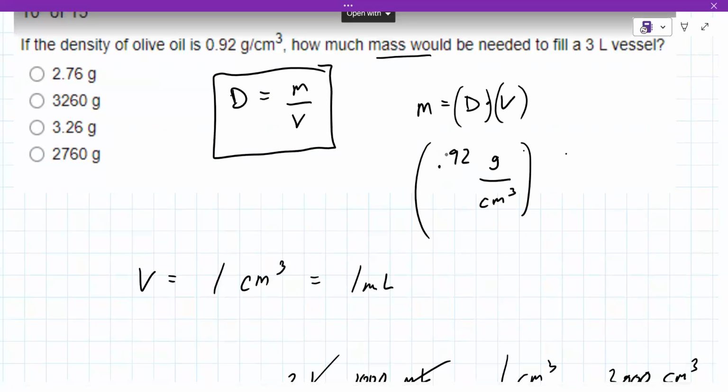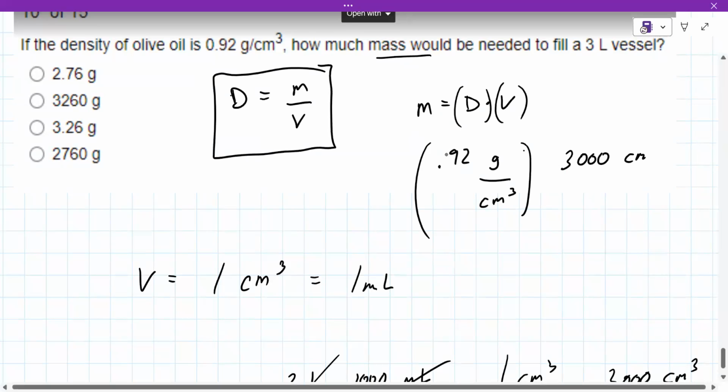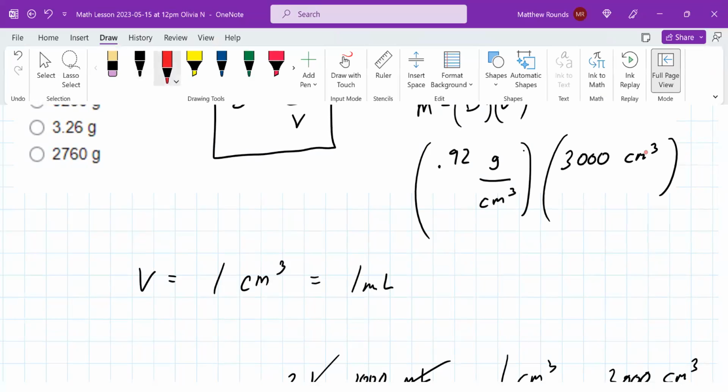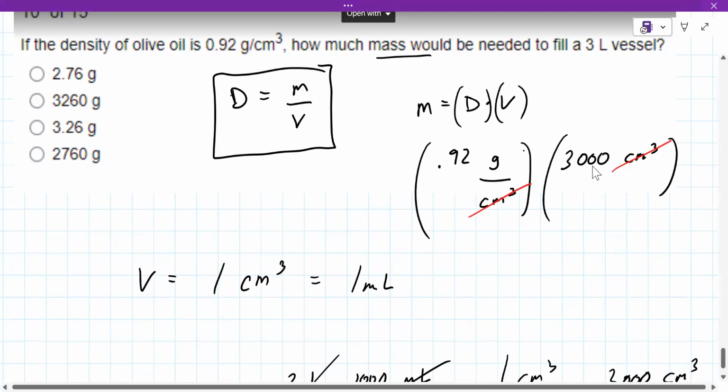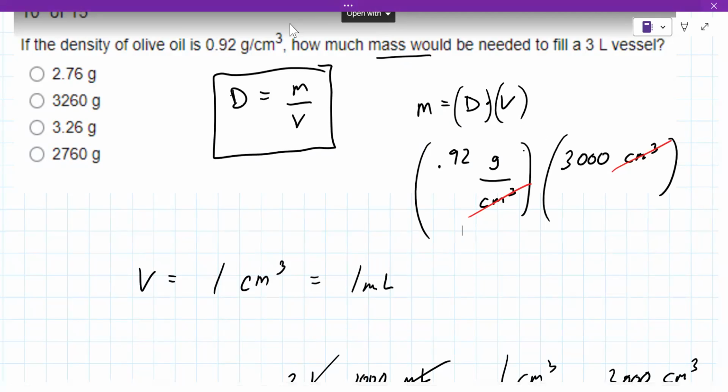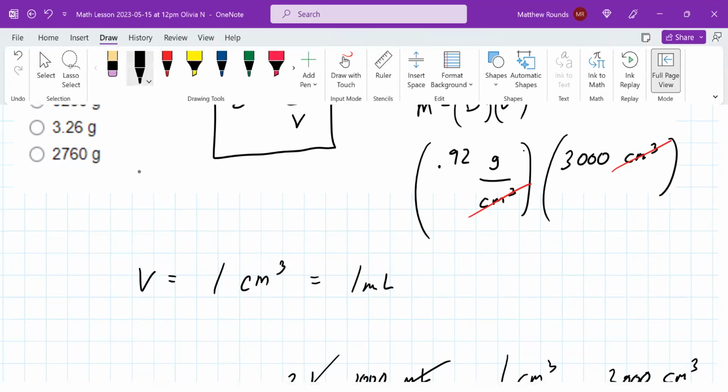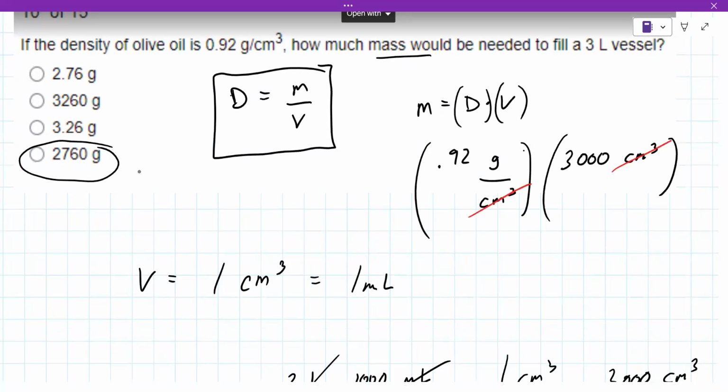So this is 3,000 centimeters cubed. And so these cancel. So you just multiply the 0.92 times the 3,000, and it looks like you get the 2760 grams here. A little bit more sense.